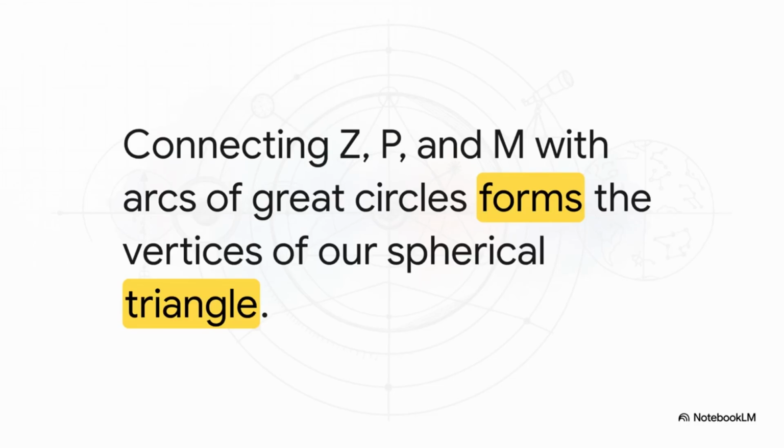Now we connect the dots. But remember, we're on the curved surface of a sphere, so we don't use straight lines. We use the shortest possible paths, which are called arcs of great circles. As we trace these arcs from your zenith to the pole, from the pole to the star, and from the star back to your zenith, a triangle materializes on the celestial sphere. And there it is. That is our parallactic triangle. It creates an unbreakable geometric relationship between you, the Earth's axis, and that star.